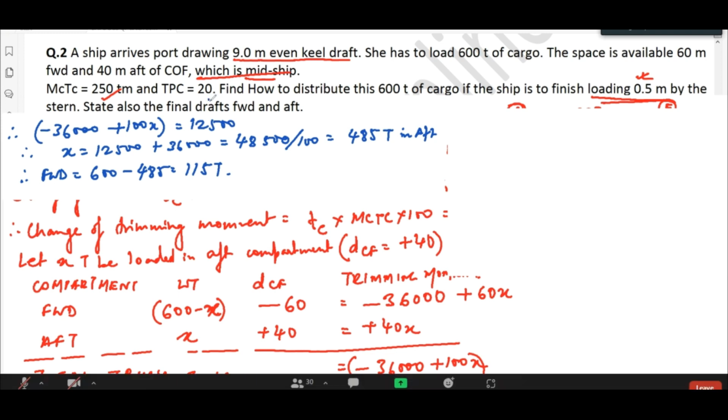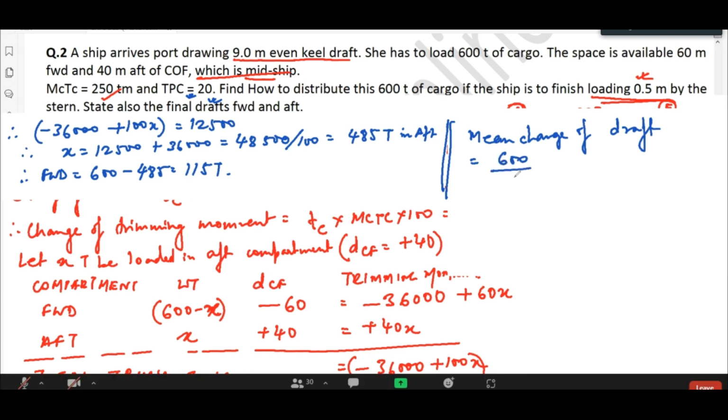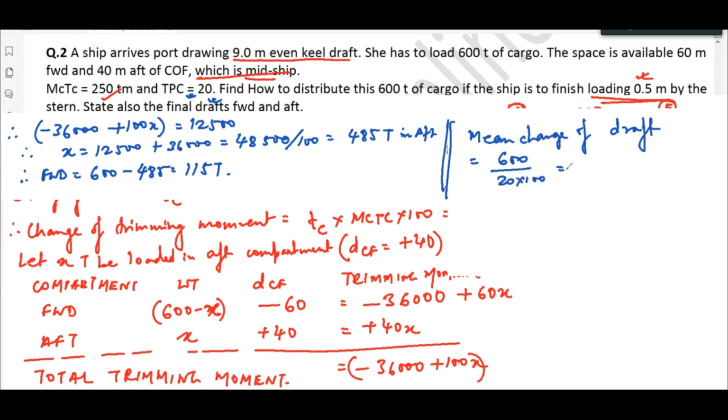Now for calculating the final drafts, what we will need to do is TPC is given to us. So mean change of draft. 620. That's it.